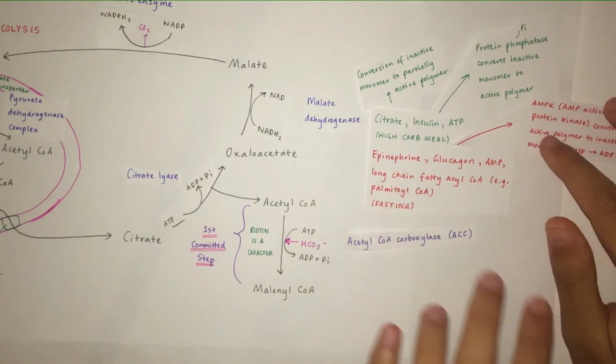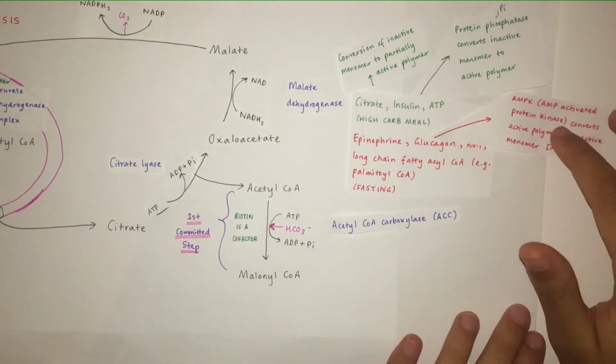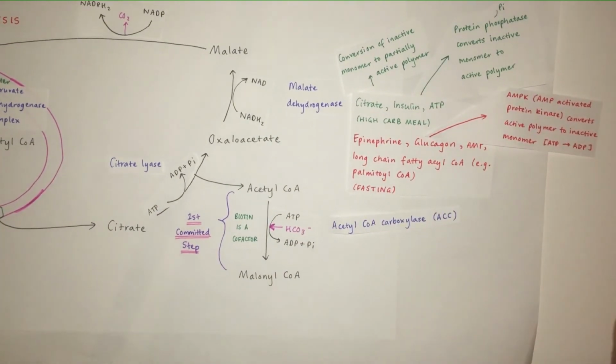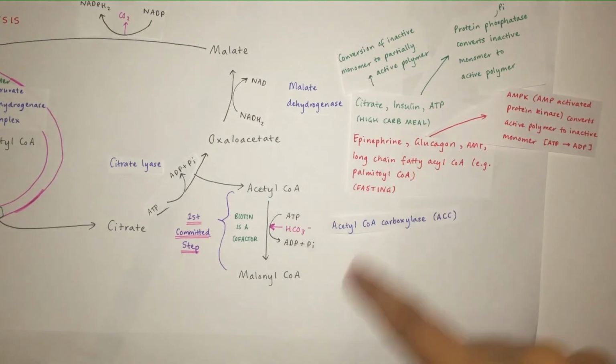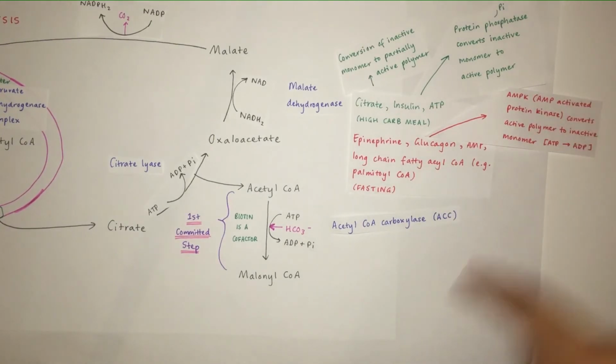Glucagon. So glucagon inhibits acetyl CoA carboxylase through AMPK, and that's called AMP activated protein kinase. So it uses this protein to convert the active polymer of acetyl CoA carboxylase to an inactive monomer, and through this process an ATP is used. So that's how glucagon will inhibit acetyl CoA carboxylase.